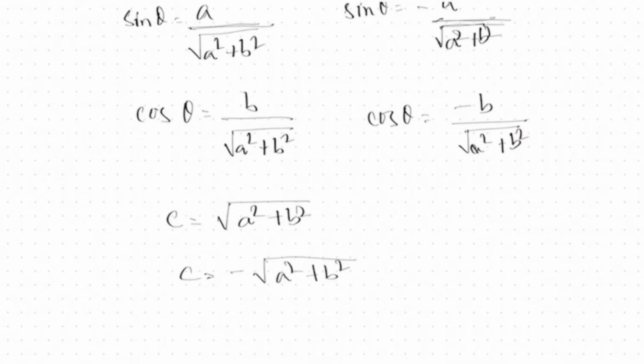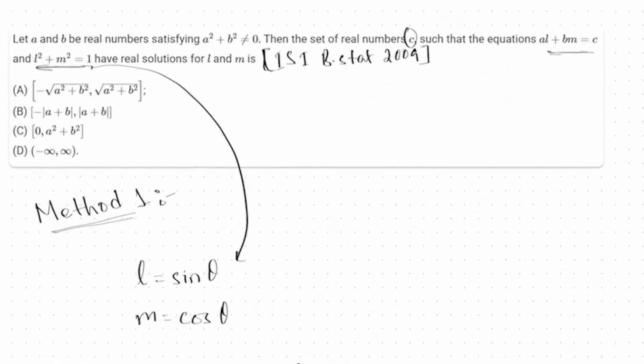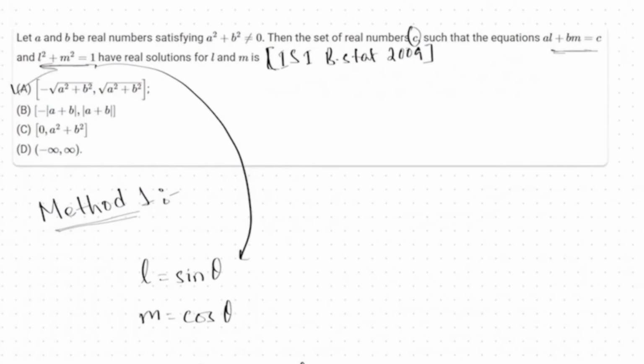So it is clear that the first case yields the maxima and the second case yields the minima. Therefore, the range is always from minimum to maximum. So the range will be option A, which is the right answer.